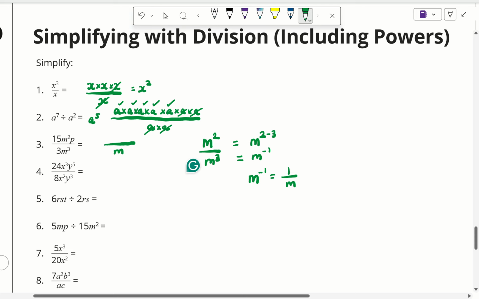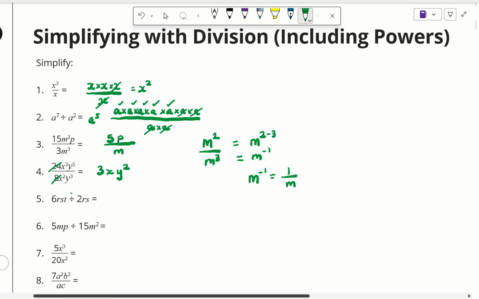15 divided by 3 is 5. And don't forget the p by itself, which is 5p over m. Again, deal with the numbers. 8 goes into 24 3 times. X cubed divided by x squared is just x. And y to the power of 5 divided by y to the power of 3 is y to the power of 2.